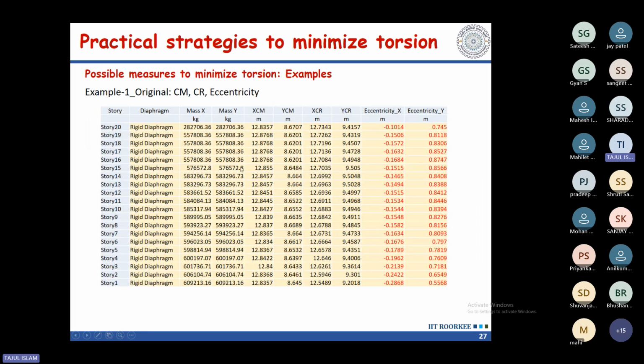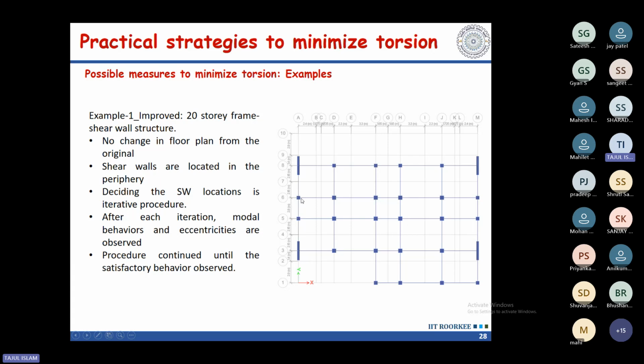Before that, if you want to see the center of mass and center of rigidity, it is giving this, and I determined the eccentricity. Eccentricity is nothing but the difference between center of mass and center of rigidity, which you can calculate for x as well as for y. Then I tried to improve the structure, and this is what I did. It may not be a real type of configuration, just to show you.